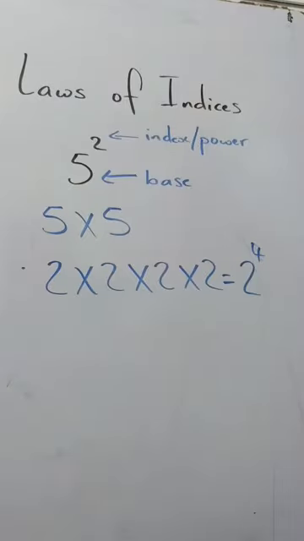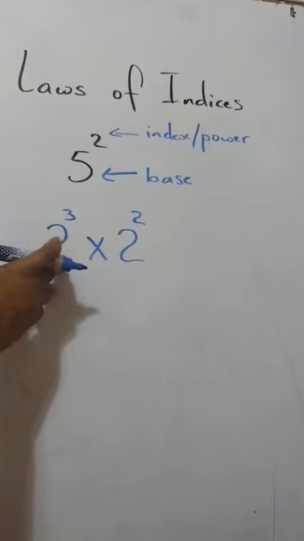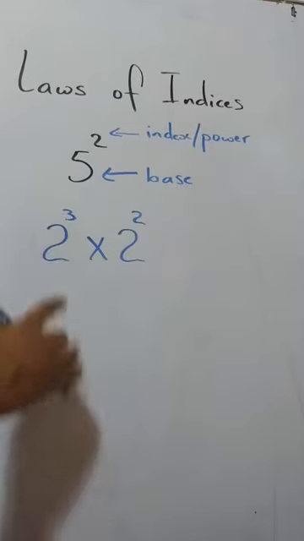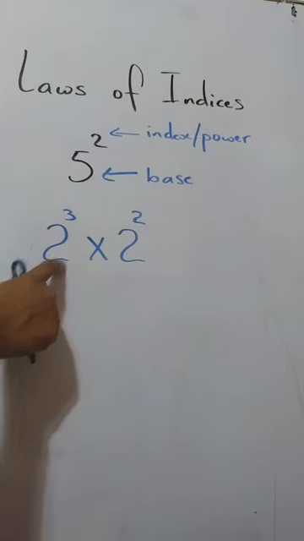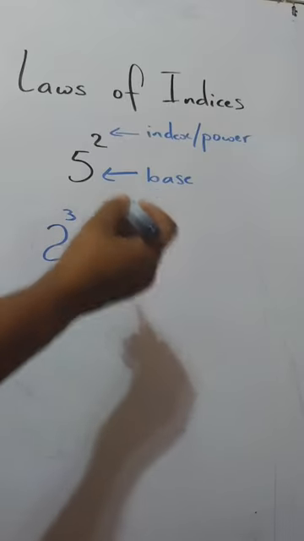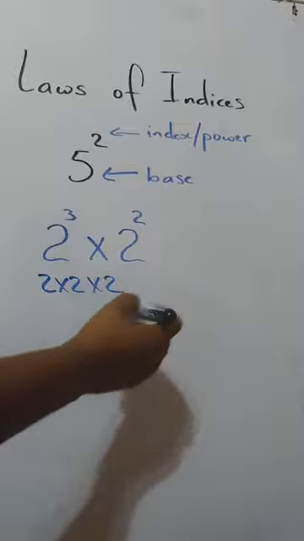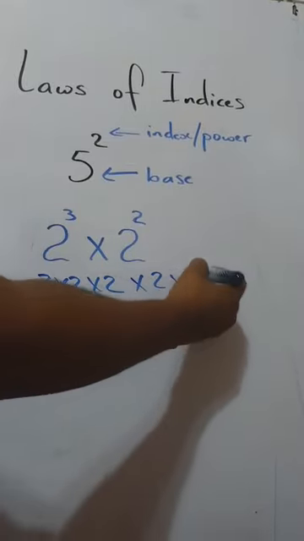So let's look then at the first law of indices. Now let's check this. What if I gave you the expression 2 to the power of 3 times 2 to the power of 2? Notice that these bases are the same, and what did we say this meant? 2 to the power of 3 meant 2 was multiplying itself 3 times. So that would have been 2 times 2 times 2. And this is multiplying further by another 2 times 2.